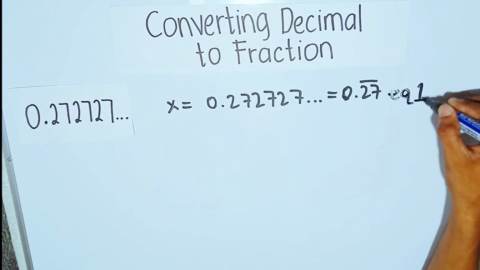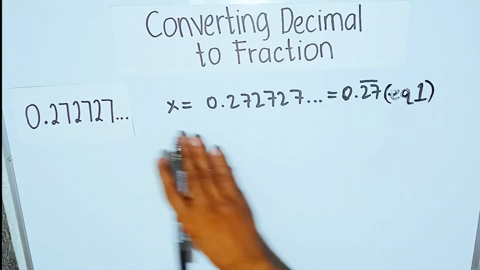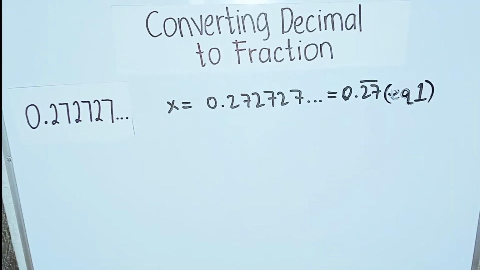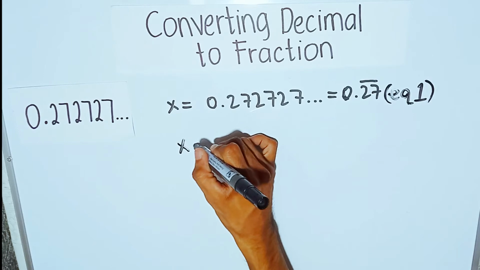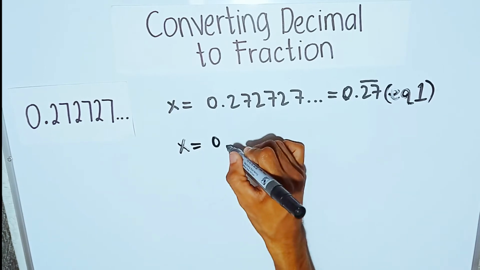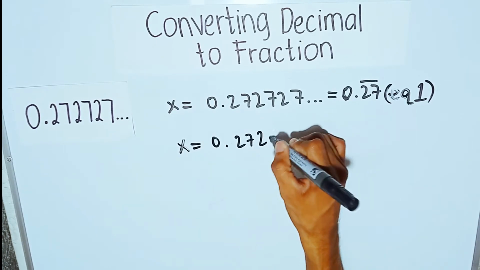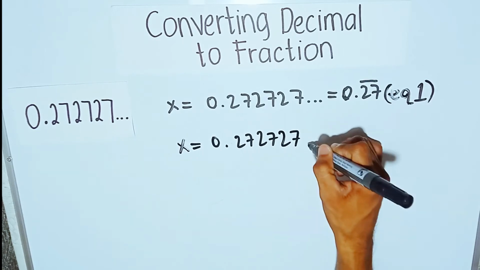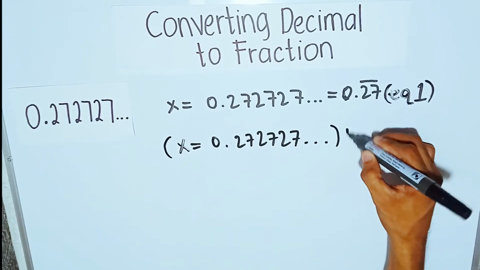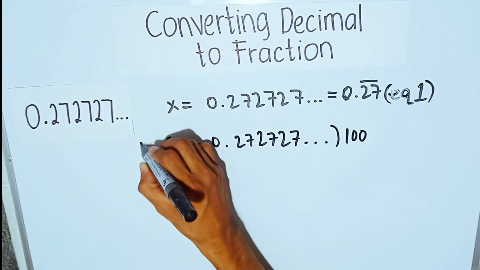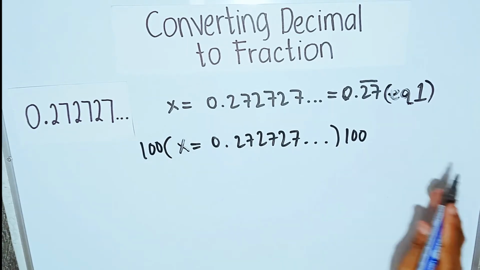Okay, we have this equation 1. Ito yung x na yan, magiging equation 1 natin. Paano natin malalaman yung equation 2? Ang equation 2 naman is we're going to copy ulit. For equation 2, we have 0.2727..., and then i-multiply daw natin yun by 100 both sides. So ito yung magiging equation 2 natin.